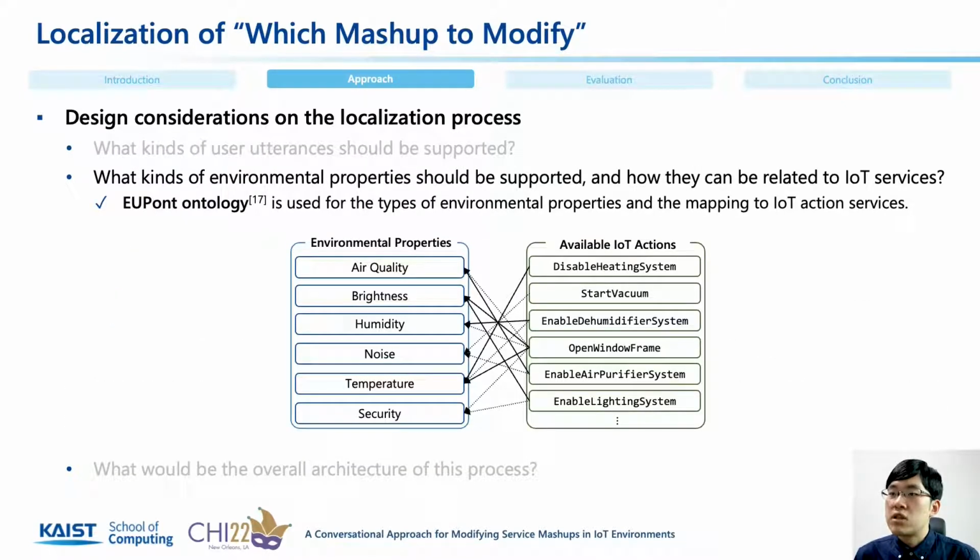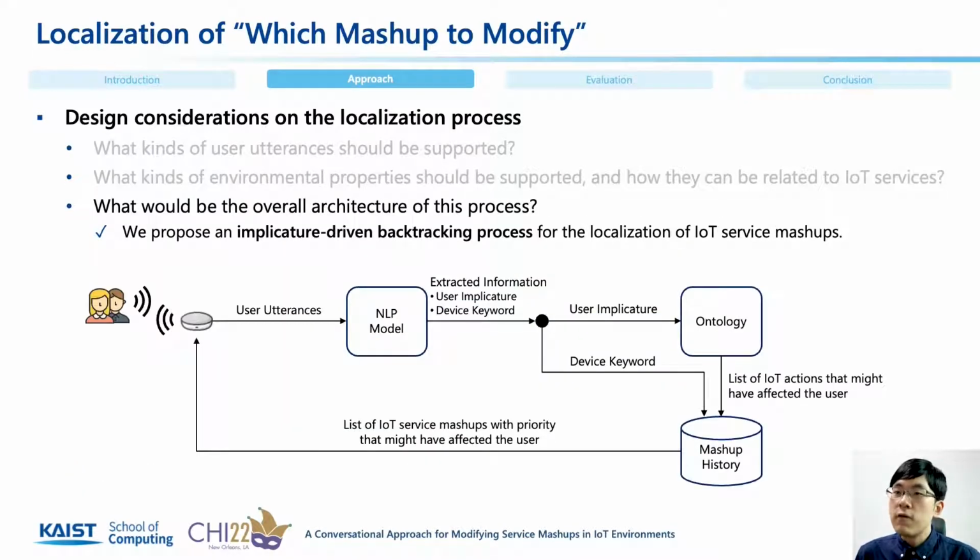For the environmental properties, we refer to EUP ontology. It has 6 properties as shown in the figure, and IoT actions either increase or decrease the properties. For example, disable heating system action will decrease the temperature property. Finally, for the overall architecture, we propose an implicature-driven backtracking process. The core idea of this process is, first the user implicature and keywords are extracted from the speech. Then this information is used to query the mashup history for retrieving the mashups to be modified.